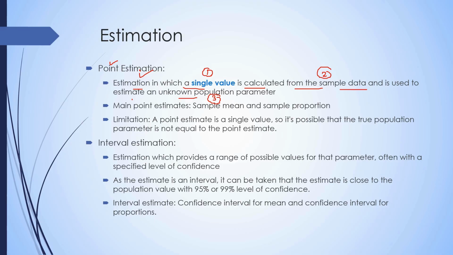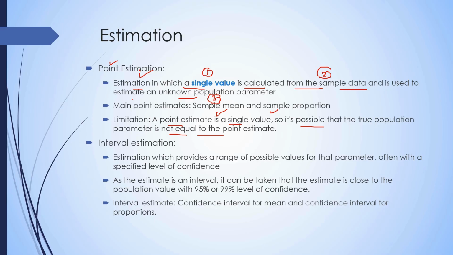The two main point estimates are sample mean and sample proportion. The limitation is that a point estimate is a single value. So it's possible that the true population parameter is not equal to the point estimate. This can happen if the sample does not represent the true population, in which case calculating a point estimate will give you a false result.